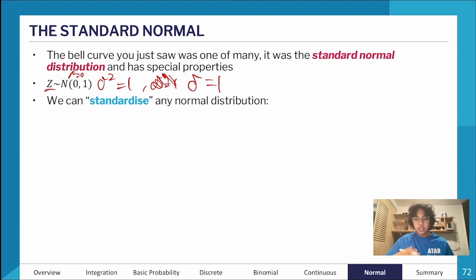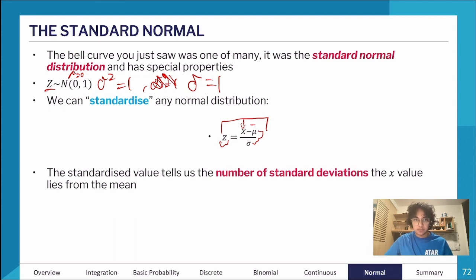The really neat part about a normal distribution is that we can take any normal distribution and move it to a standard normal distribution. How do we do that? We use this equation. The standard normal variable is equal to the normal variable minus the mean of that normal variable, divided by its standard deviation. These means and standard deviations are different from 0 and 1, so it'll be whatever it is for the distribution. The standardized value tells us the number of standard deviations the x value lies from the mean. This can be particularly useful for using that 68, 95, 99.7 rule.